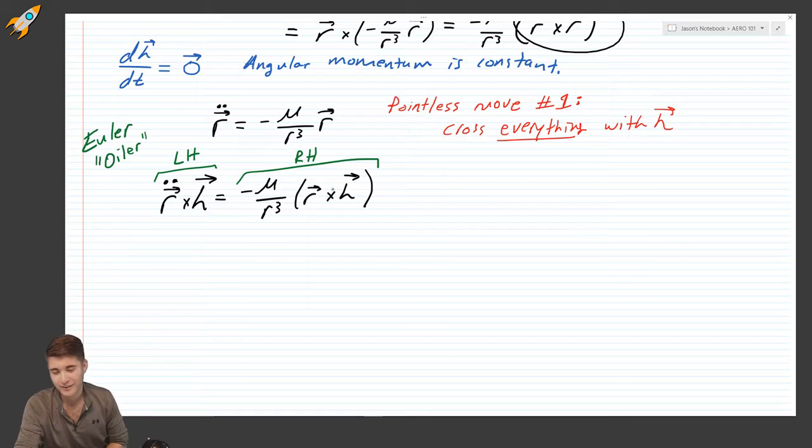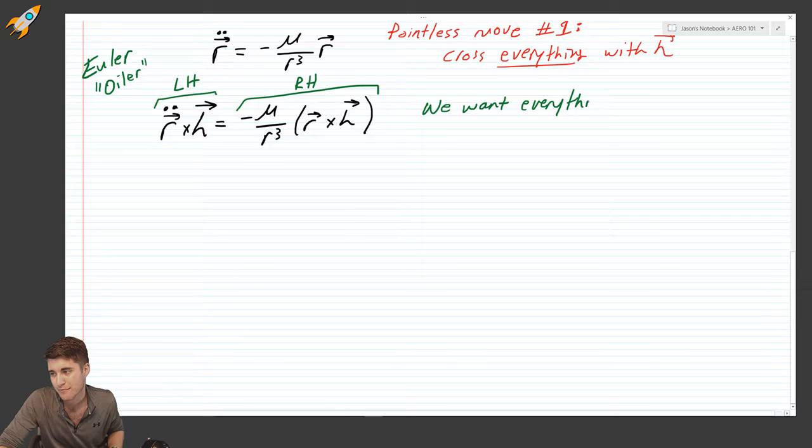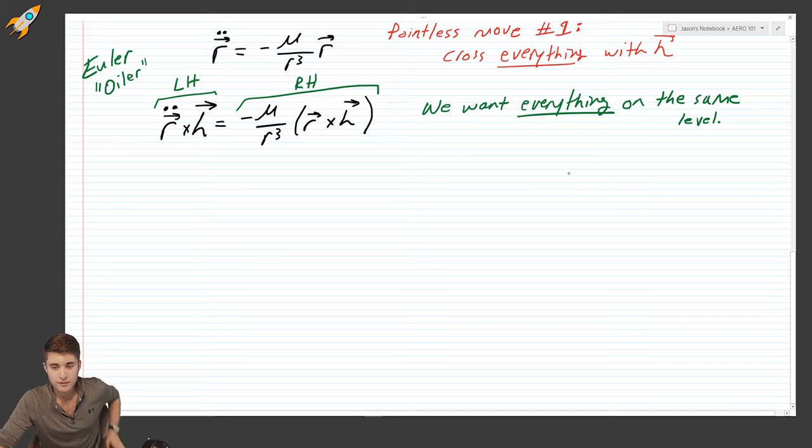you'll see. Alright, so here's how I like to think about this. This is at a different level than the other objects. You're taking 2 time derivatives of this, but there's no derivative here, there's no derivative here, but there's a derivative here. So we have terms that are on different levels, derivation-wise. So we want everything on the same level. Level playing field, that's what we're all about here.